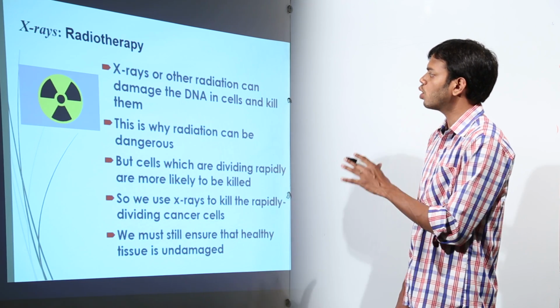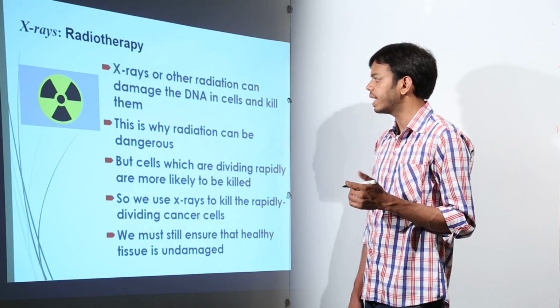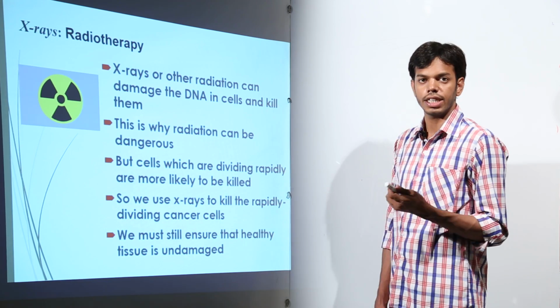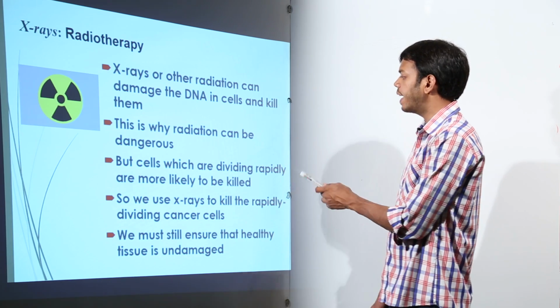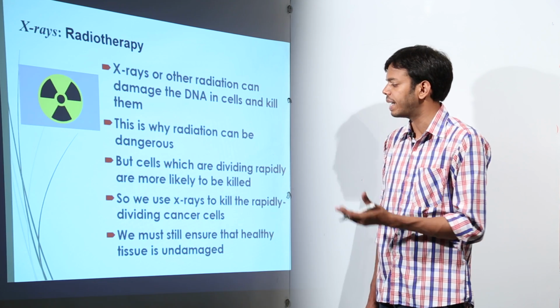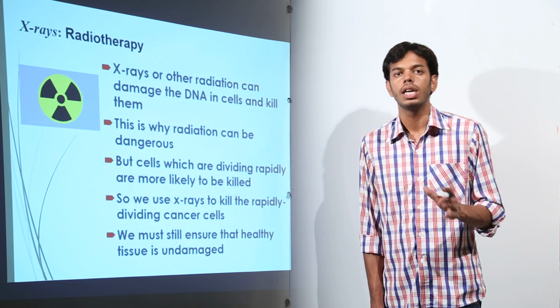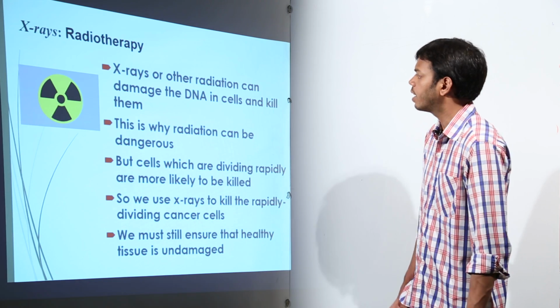So when X-rays or other radiation damage the DNA of cells, they can also kill them, right? That is why radiation can be dangerous, but cells which are dividing rapidly are more likely to be killed. So that is why when we use X-rays to kill the rapidly dividing cancer cells, we must also ensure that the healthy tissue is unaltered, untouched, or undamaged.